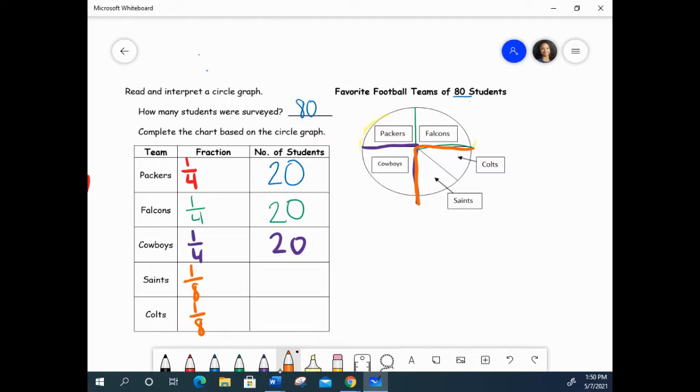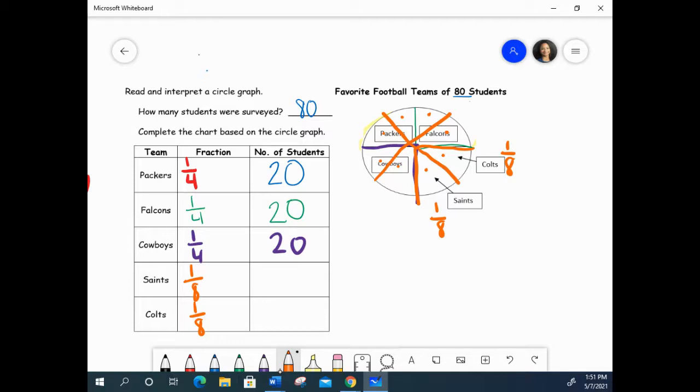Well, look, I'm going to use orange to break that up. If I went like this, then you can see that there are 1, 2, 3, 4, 5, 6, 7, 8 different sections. So the Saints is representing 1/8 and the Colts are representing 1/8. So that's one way that you can look at it. Now we just need to determine how many students like Saints and how many students like Colts. We do know that they have to be the same number.